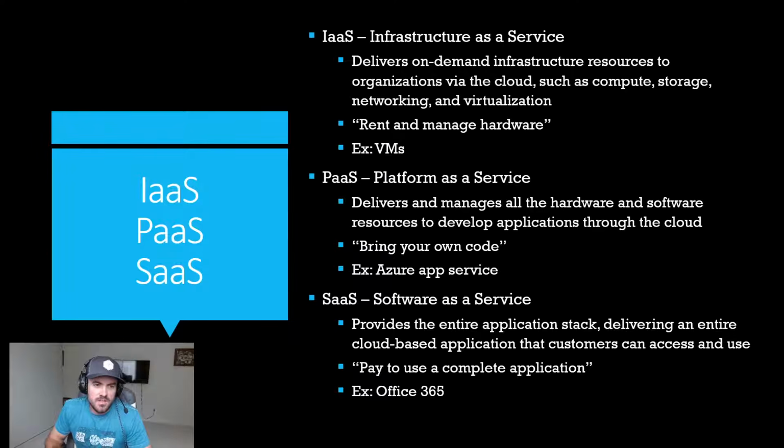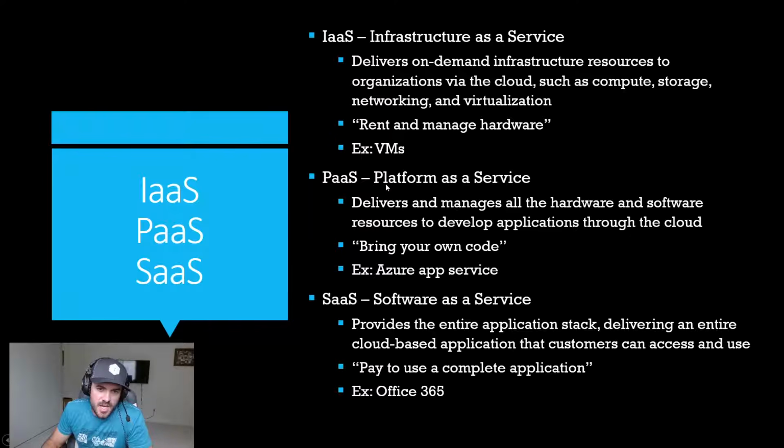Okay. So we talked about these 3 terms earlier. Let's elaborate on what they are because you'll need to know. All right. So you've got IaaS, which is infrastructure as a service. This is where we are going to deliver on-demand infrastructure resources to organizations via the cloud, such as compute, storage, networking, and virtualization. Maybe you have virtual desktops that people are using. Essentially, you are looking to rent and manage hardware. Okay. Perfect example is a VM, a virtual machine. We'll get into those quite a bit here in a short time.